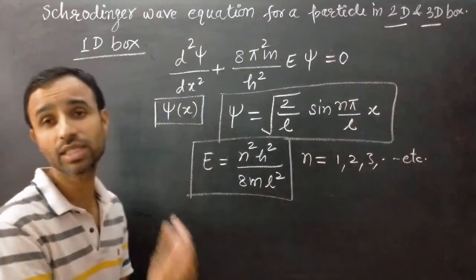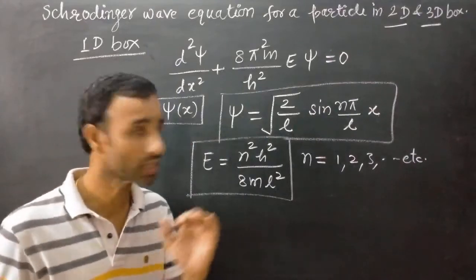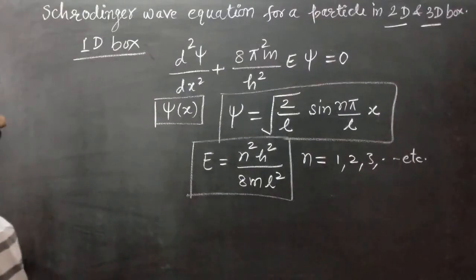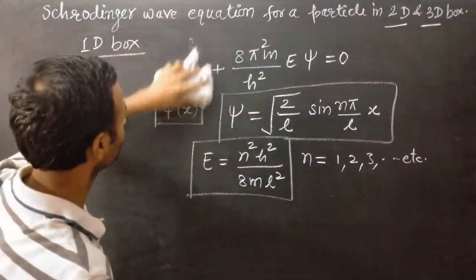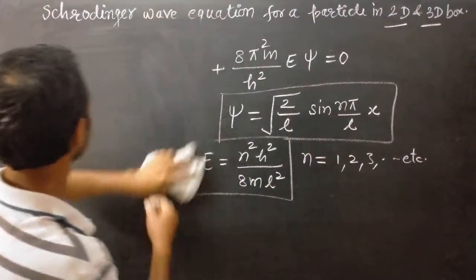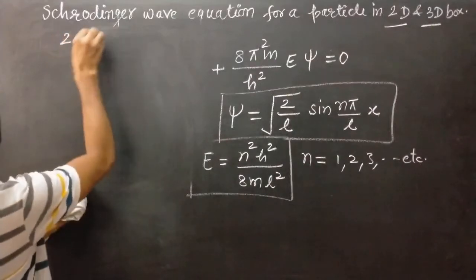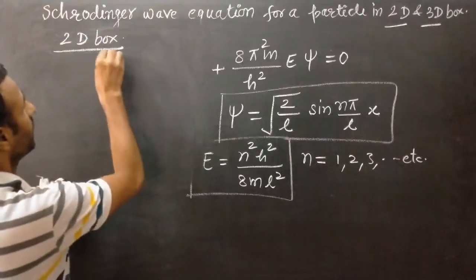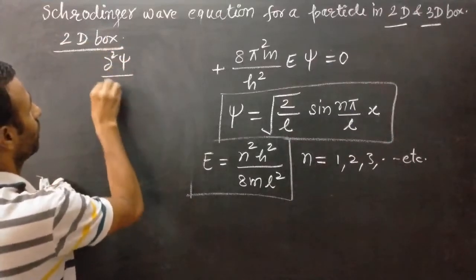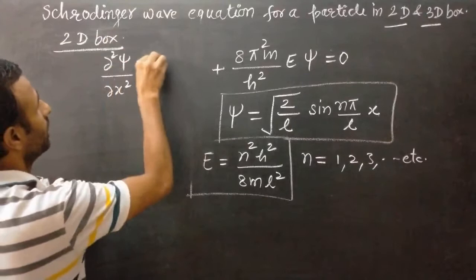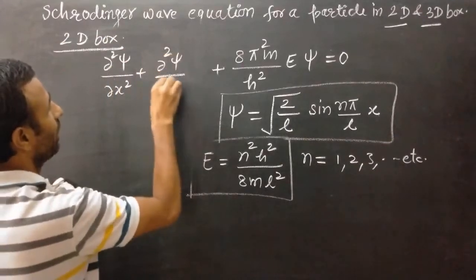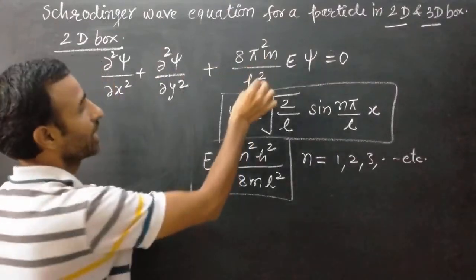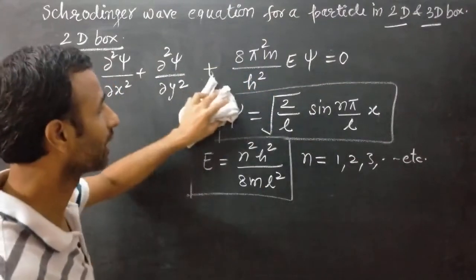Now we extend the same to the 2D box. First we will derive for the 2D box. For the 2D box, we will get del square psi over del x square plus del square psi over del y square plus 8 pi square m over h square E psi equal to 0.